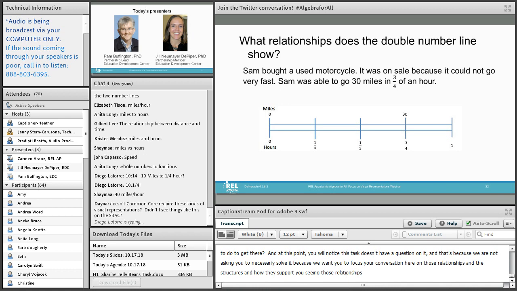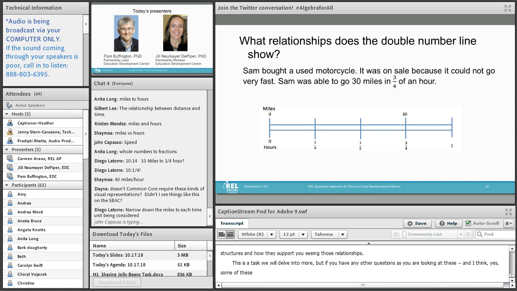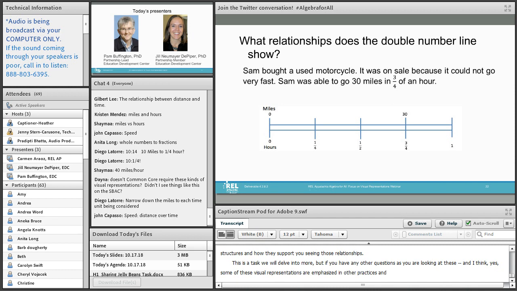This is a task we'll delve into more. But if you have any other questions as you're looking at these, and yes, some of these visual representations are emphasized in other practices and Common Core alike. I think using them to show relationships is not only about the mathematical content, but it's also about encouraging the practices, encouraging students to understand the relationships they see, as well as using double number lines as a communication tool. When students use a visual representation like this, they can talk through their mathematical reasoning to others, to a teacher, as well as ask questions that they might not have been able to articulate with just a naked number problem.